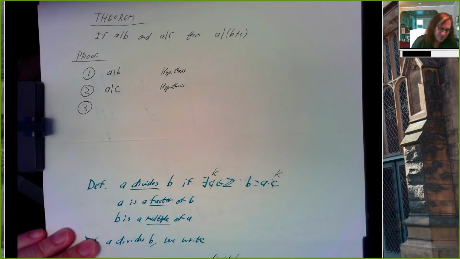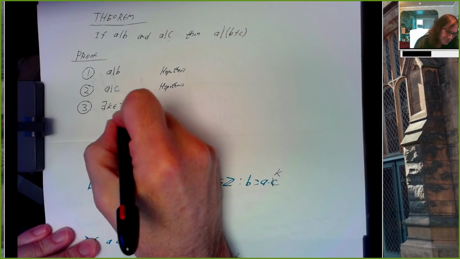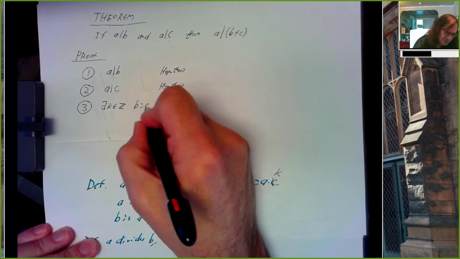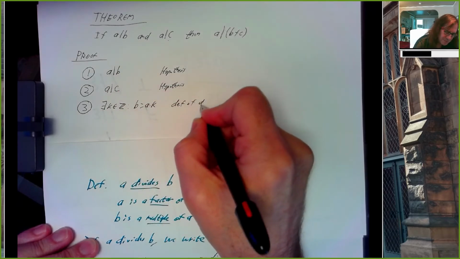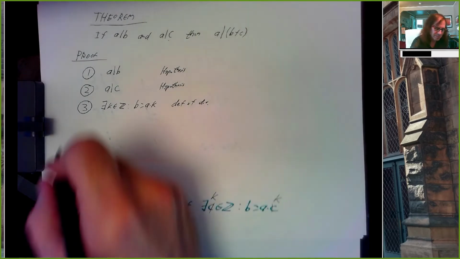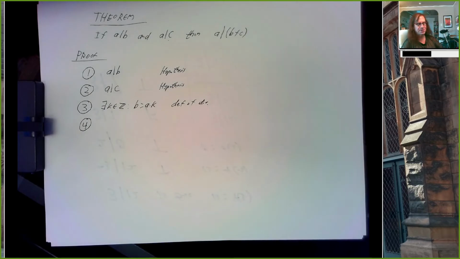So a divides b, this means there exists an integer k such that b equals a times k. That's the definition of divisibility. Alright, so you probably got an idea for the fourth step.